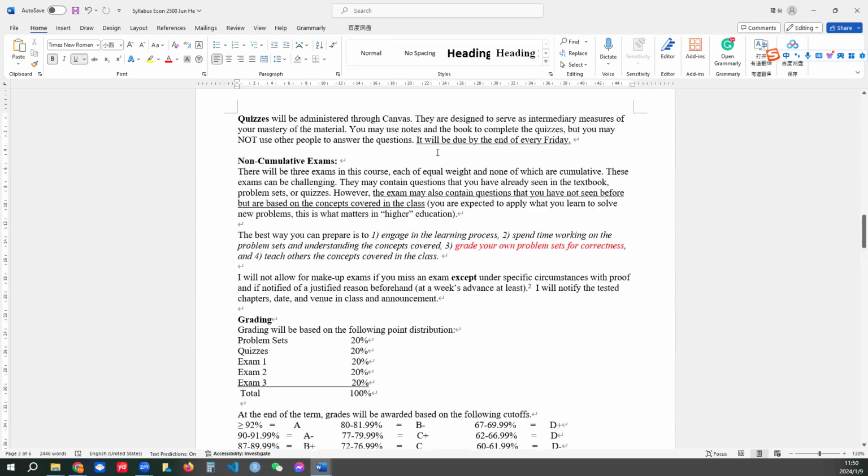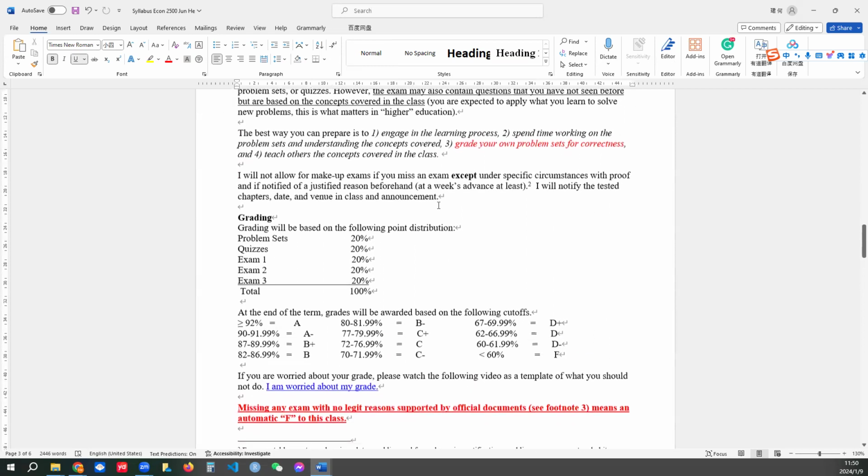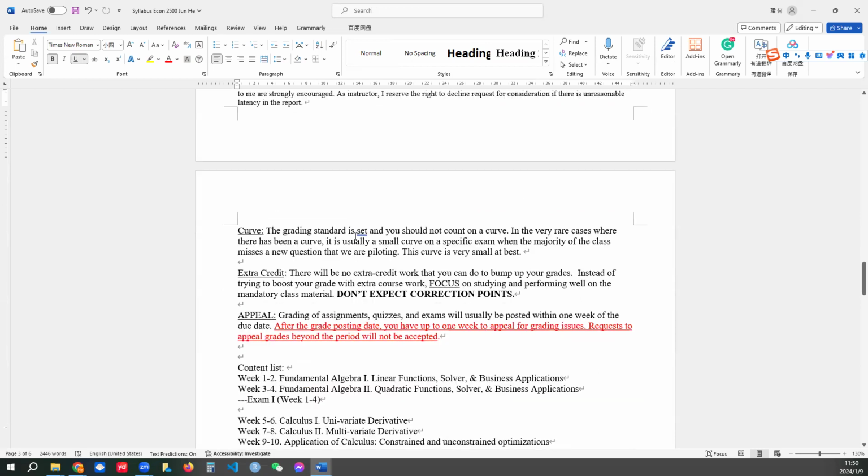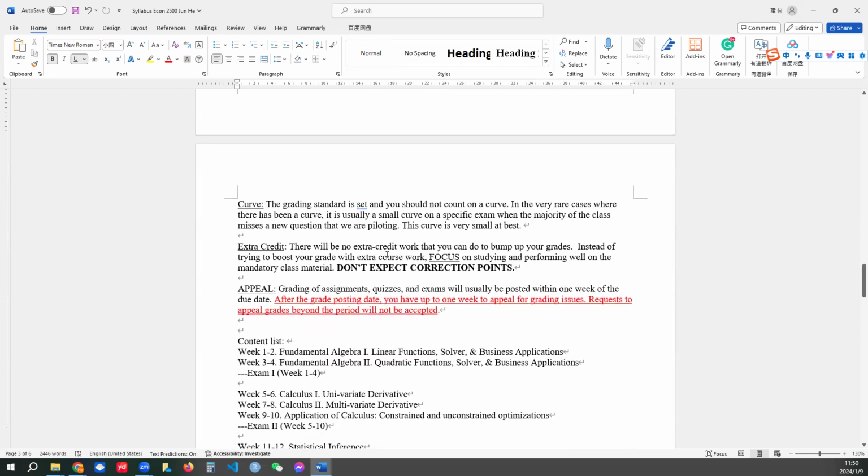And here, please do not expect correction points. Okay. And after the grade posting date, you have 1 week's time to appeal for grading issues, if any. Exceeding that time, I will not accept requests to appeal grades. Okay, so there are reasons for this.